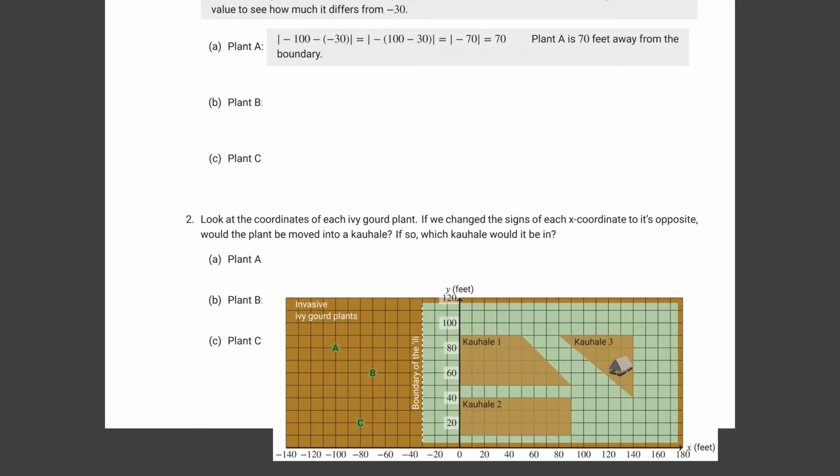In part 2, we'll be looking at some of these smaller areas within the ili called the kauhale. We'll be changing the sign of the x-coordinates of these plants, and then we'll ask ourselves if the new coordinate of the plant is inside of a kauhale, and if so, which one? Please pause the video and take a look at plant A, and find out where it ends up if you change the sign of its x-coordinate.